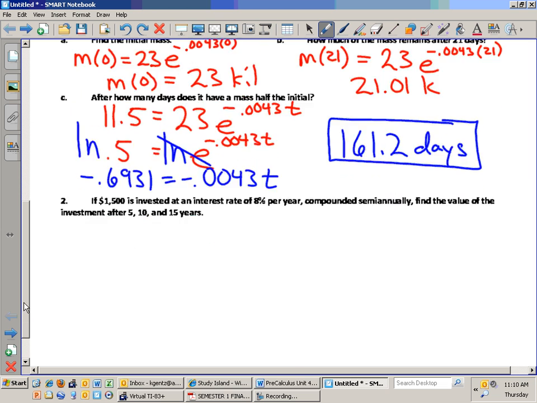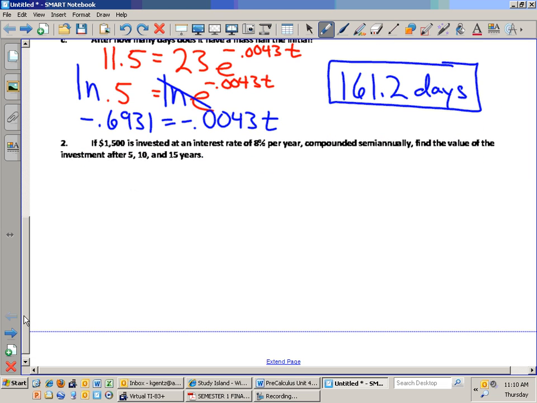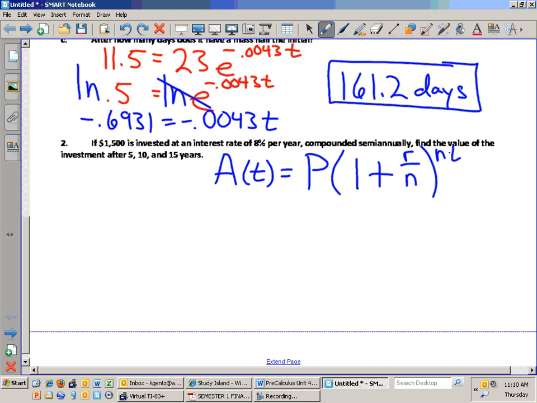Okay, let's try number 2. If $1,500 is invested at an interest rate of 8% per year, compounded semi-annually, find the value of the investment after 5, 10, and 15 years. Well, I'm going to use my formula, which says the amount in terms of time is equal to the principal times 1 plus whatever the rate is divided by the number of times per year that it's compounded, to the number of times it's compounded times the amount of time that's actually in there. That's my formula.